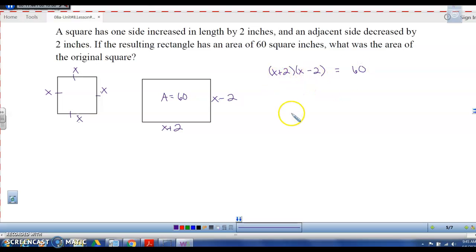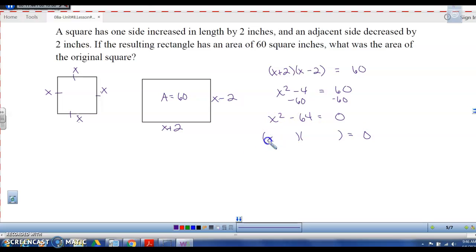What's special about x plus 2 times x minus 2? Isn't that difference of squares? You can work it out if you need to off to the side, but if you understand the pattern, x plus 2 times x minus 2, isn't this going to be x squared minus 4? Yep, there we go. Quadratic equation, we want it equal to 0, minus the 60, watch your signs, x squared minus 64 is equal to 0. Oh, difference of squares again.